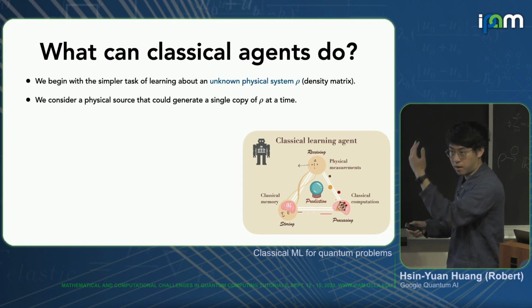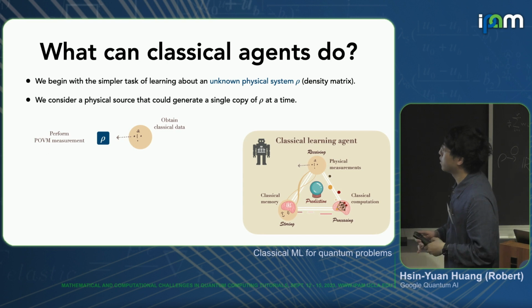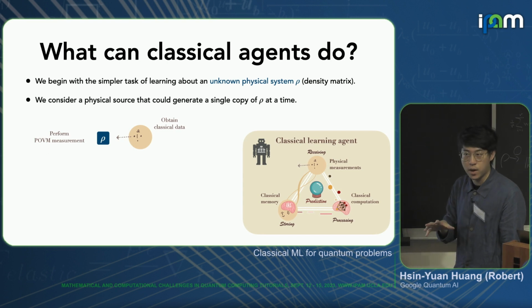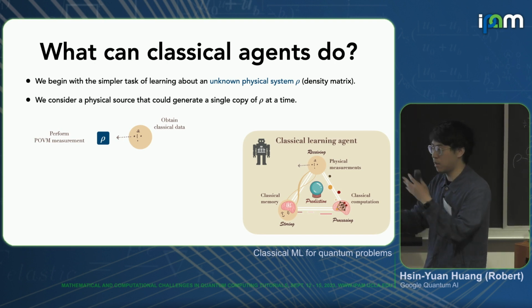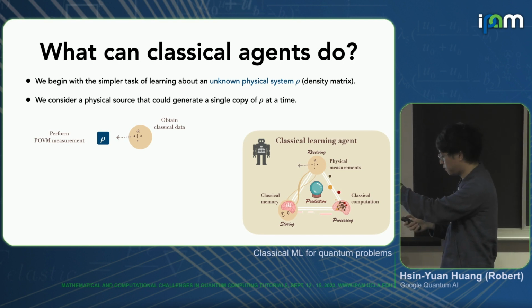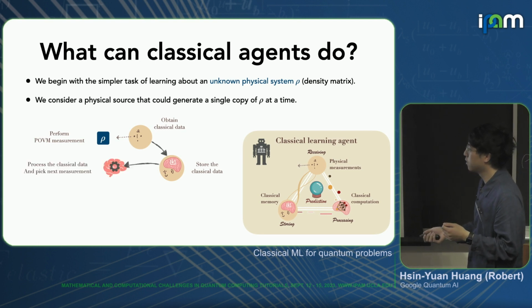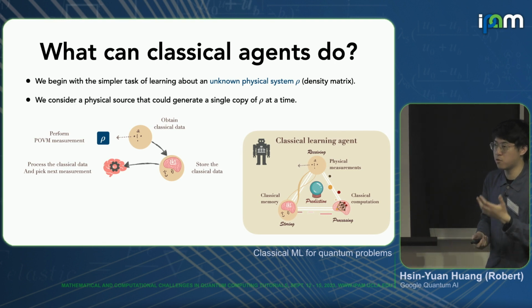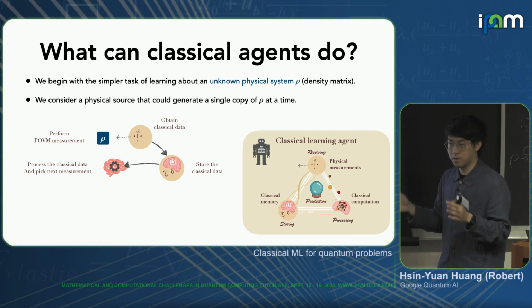So these are like flowcharts of what classical agents can do. We assume that there is a physical source that would generate a single sample of a state rho at a time. So what the classical agent would do is look at the state under some basis, essentially performing a measurement to obtain some classical data. It stores that classical data in its own classical memory. It can then process that classical data to think about what kind of next experiment it should do. Should it measure the same thing, or should it measure a different thing, etc.